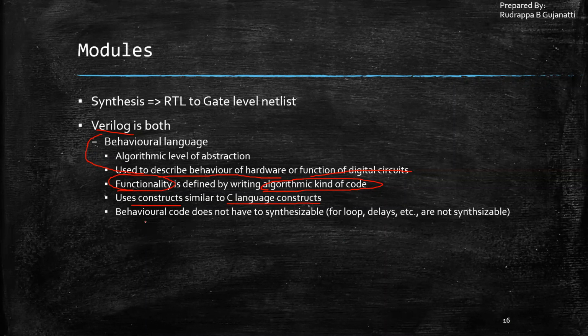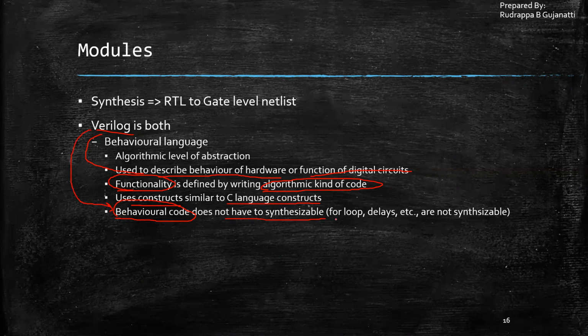Now, one thing we have to note down is behavioral code. When we write the design in behavioral form, generally it is not synthesizable. Generally, we cannot synthesize it. There are some reasons why we cannot synthesize it.